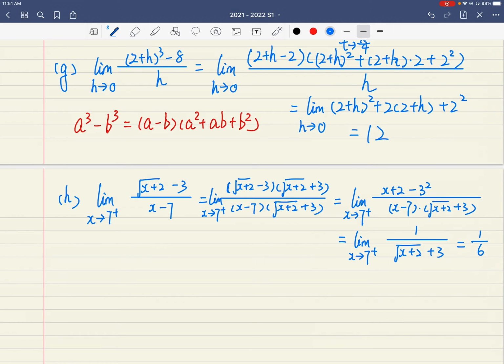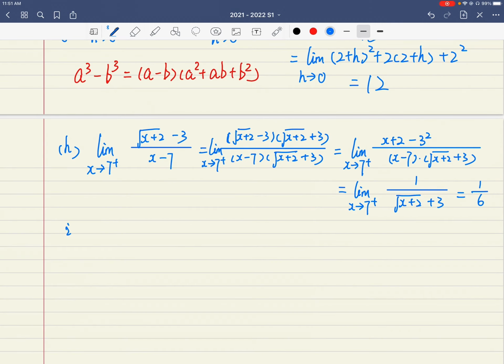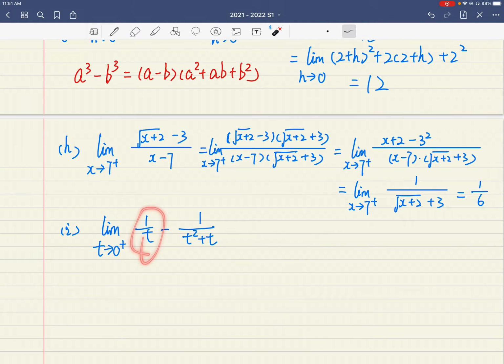Okay, last one. Right, second last one. Limit, t is approaching 0 from the right hand side, and it's 1 over t minus 1 over t squared plus t. Okay. So here's a little bit different because if you do the substitution, 1 over t, this limit itself is positive infinity. However, if you analyze this limit as well, this limit is also positive infinity. Okay, so you can't say positive infinity minus positive infinity is 0. Right? It doesn't make sense.